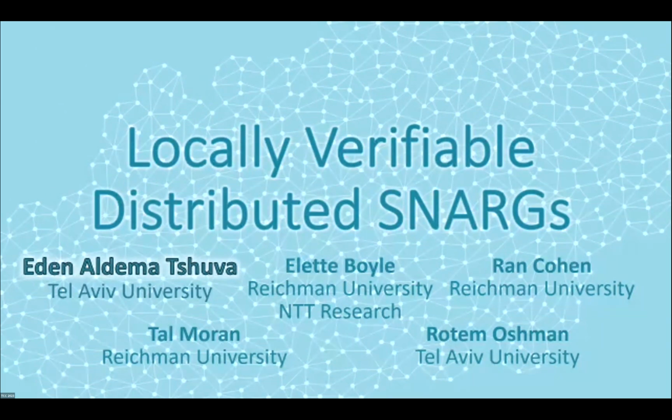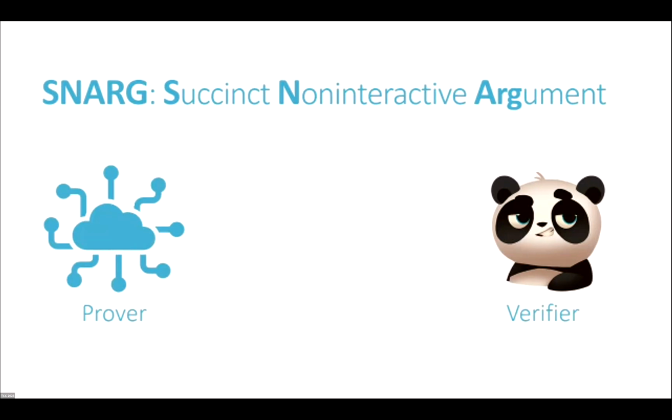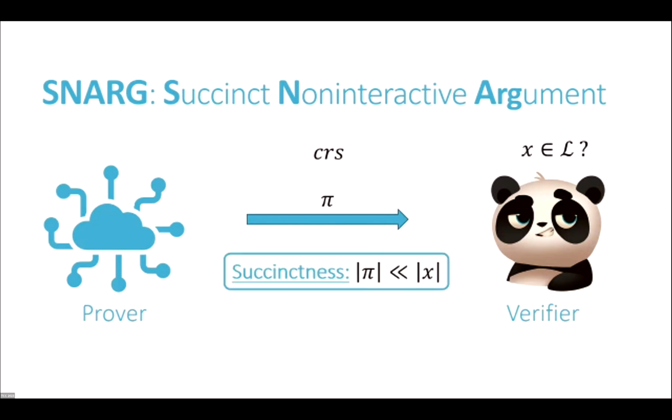So let's begin by defining SNARKs. A SNARK is a computationally sound proof system where a prover and a verifier share a common reference string. The prover sends a proof to the verifier, claiming some input X is in the language L. Now, this proof should be succinct.